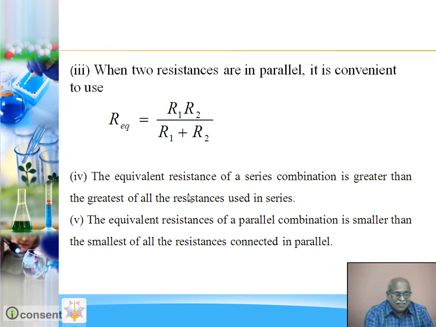If two resistances are in parallel, it is very convenient to remember Req equal to R1 R2 upon R1 plus R2 instead of 1 upon Req equal to 1 upon R1 plus 1 upon R2. It will be much convenient, much easier to remember this. Of course, the two equations are same, but this is more convenient.